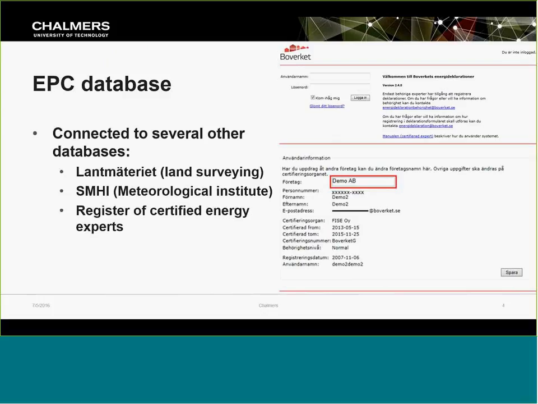And the database is connected to several other sources of information. We have the Land Surveying Institute or the cadastral data from Lantmäteriet, which is used to really check that the correct address and building information is given to the database, so it's the correct building which is assigned to the correct energy use. We have the weather data from the Meteorological Institute, and we also have the register of certified energy experts, so that there is an actual certified energy expert entering the data, of course.